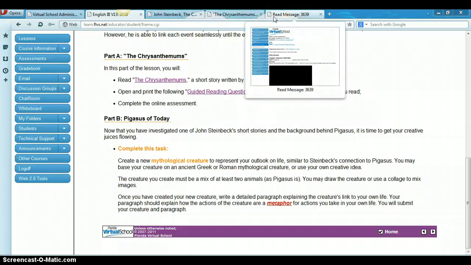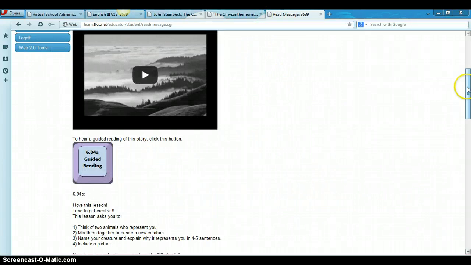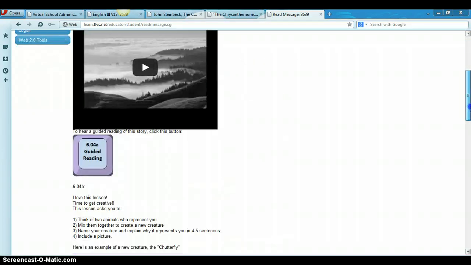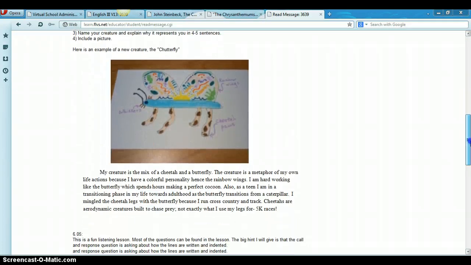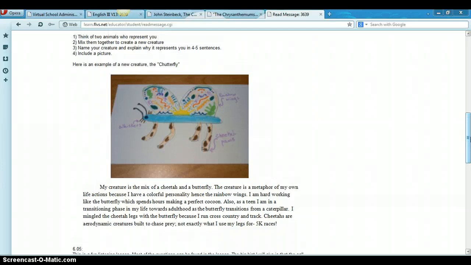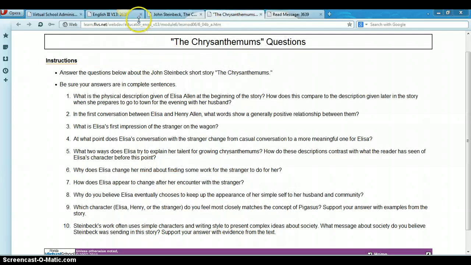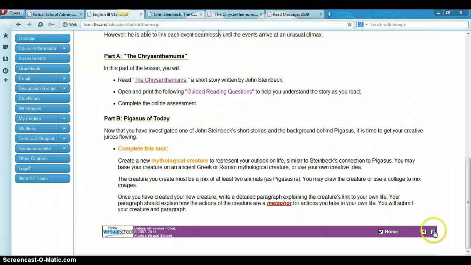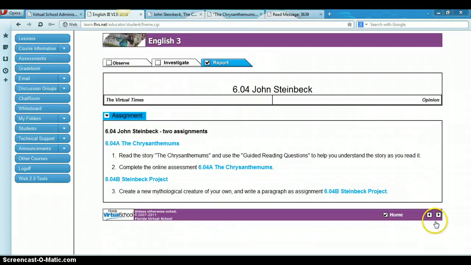And then if you come to discussion groups, like we did before, you can scroll down. You can see that there is a sample in here if you want to take a look at what another student has done. This is her chutterfly, which is a mix of a cheetah and a butterfly. So you can see that she gives an explanation here, and there's a picture. Alrighty, let's go back. Now 605 is going to be, when you're done with 604, make sure you do your paragraph and your picture as 604B in the assessment area.